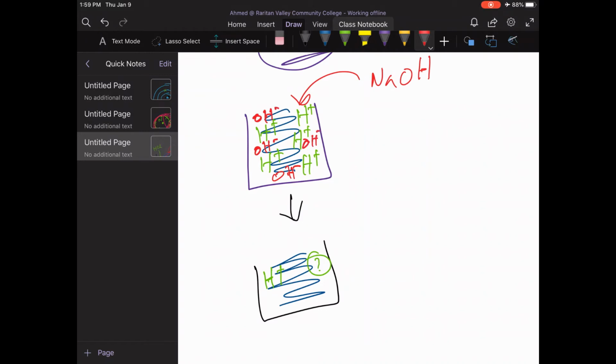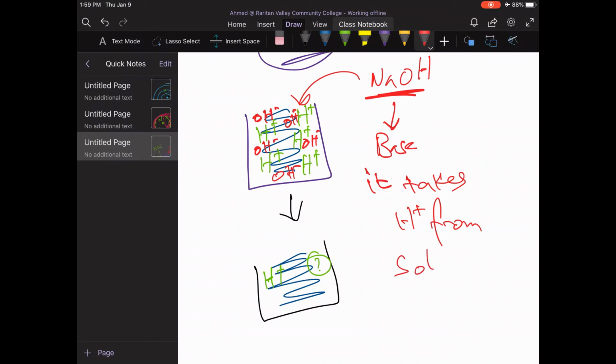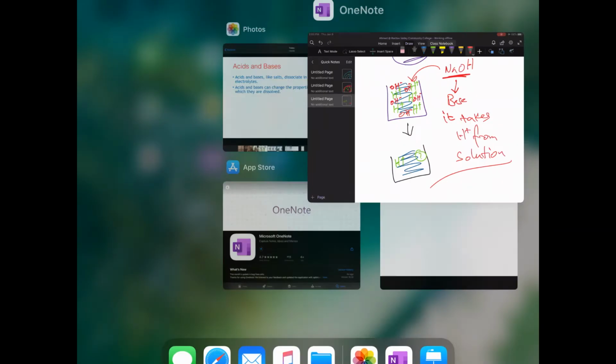And that's why it's a base. Why? Because it takes hydrogen ions from the solution. This is the base.